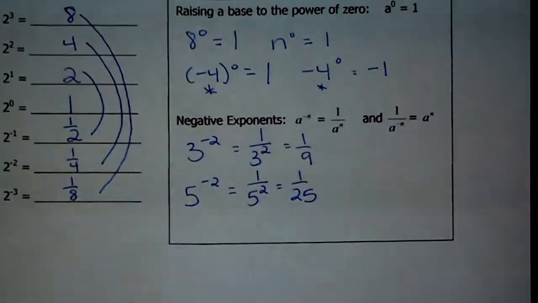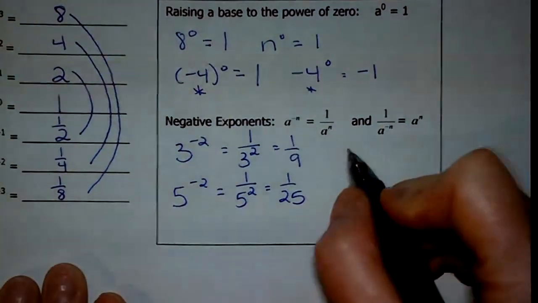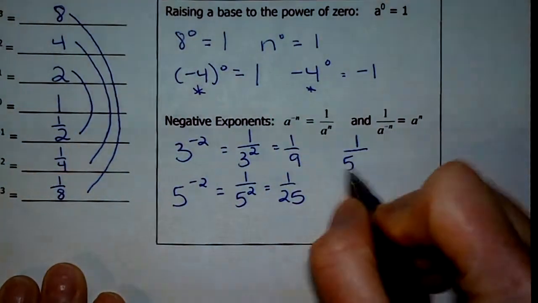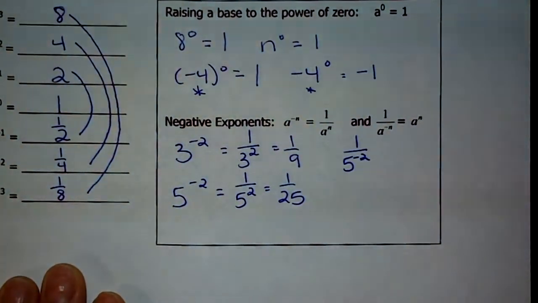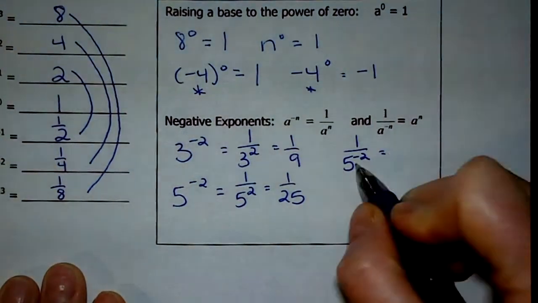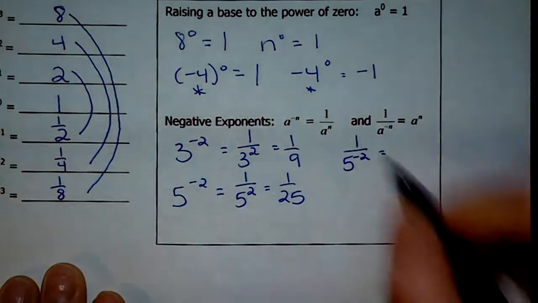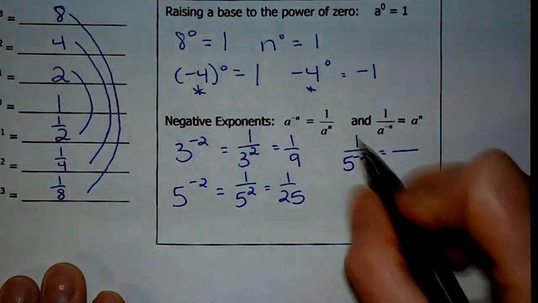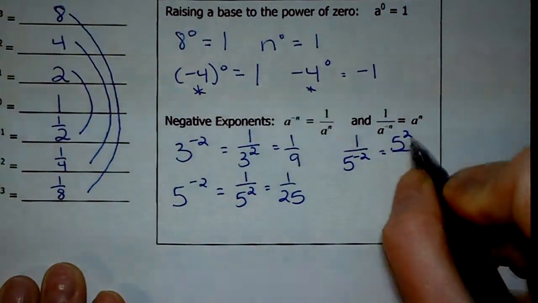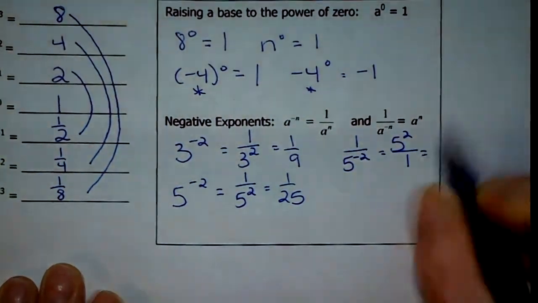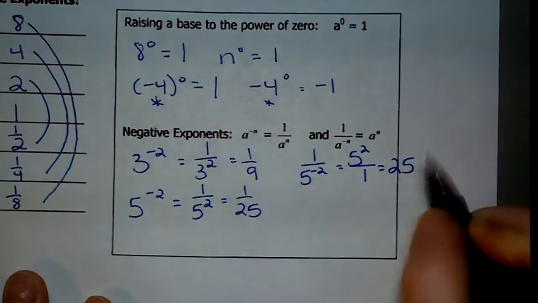Now this also works in reverse here. If I gave you 1/5 to the negative second power, this is the same as the reciprocal of 5 to the positive second power. So the reciprocal of this, 5 squared, would move on top. So this one would actually be a regular 25.